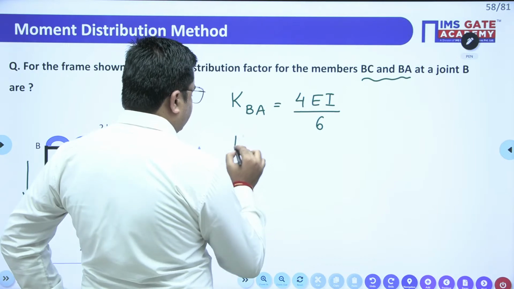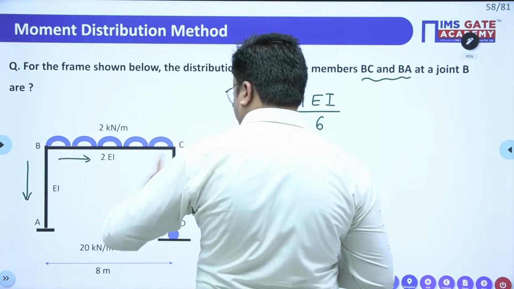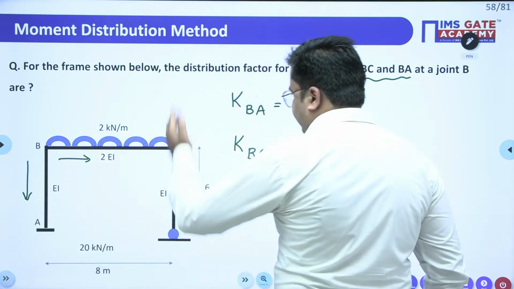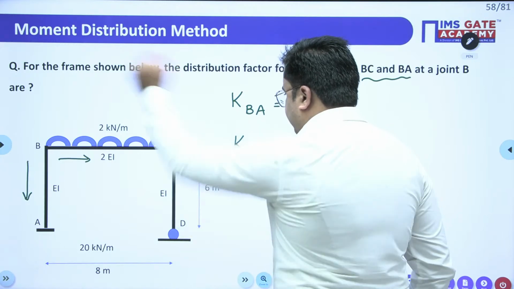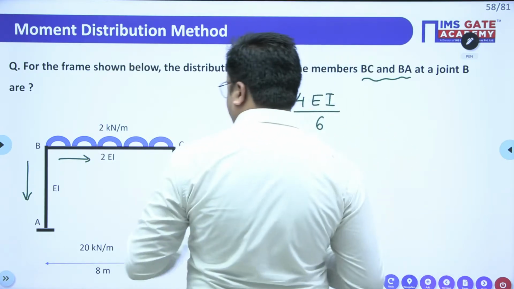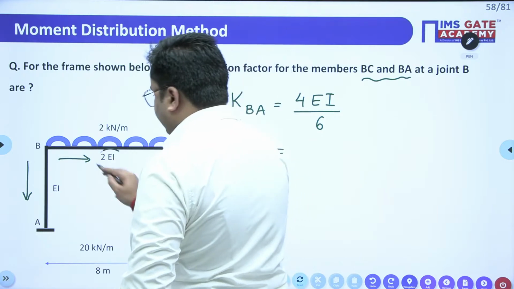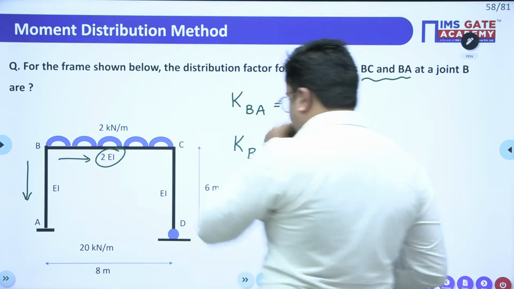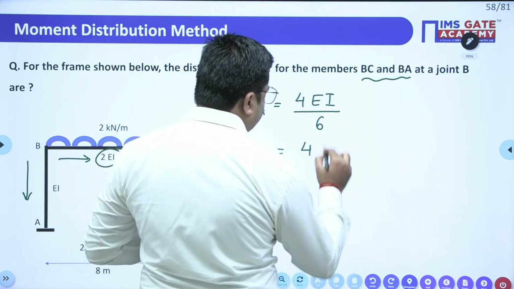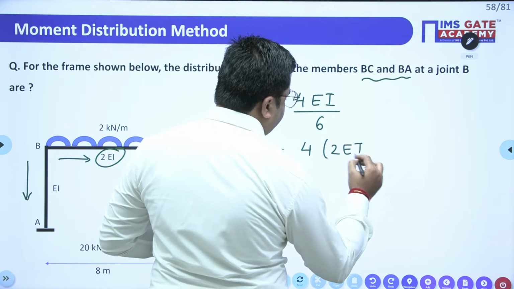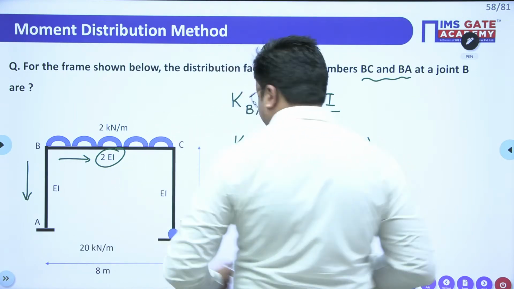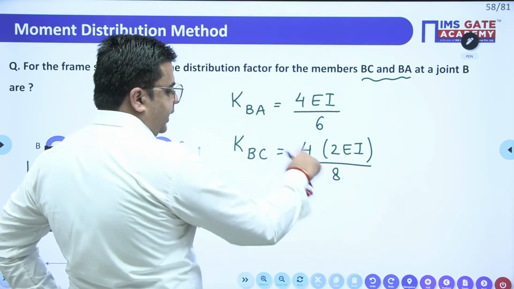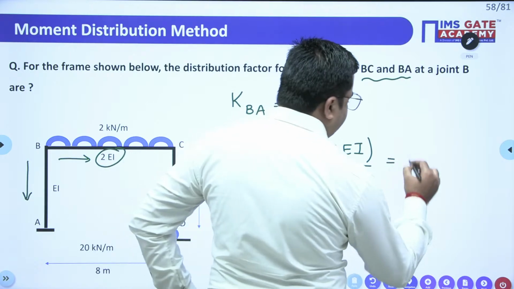Similarly, KBC is equal to, since this is a rigid joint, hence considered as a fixed end, right? So this is also 4EI. Now take care, this EI is 2EI. So in place of EI, you have to substitute 2EI. So this is 4 into 2EI divided by the length of the member, which is 8 meters. So 4 twos are 8, 8 and 8 cancel out, and this will be EI, right?